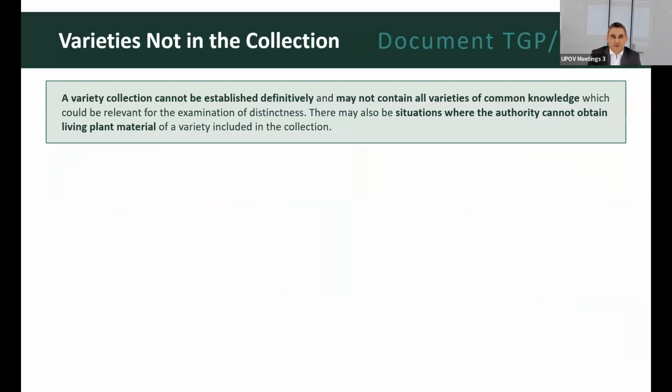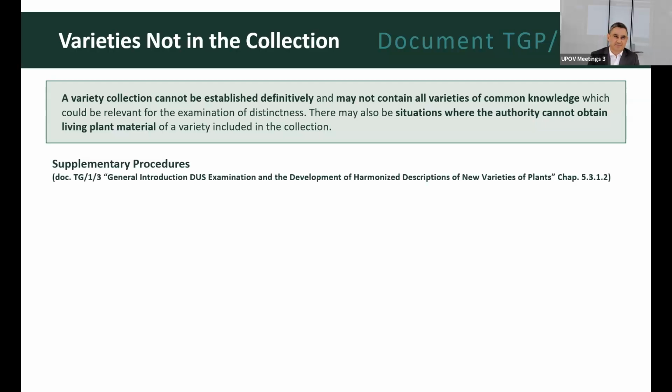Document TGP4 on the constitutional maintenance of variety collections also anticipates the situation where a variety collection cannot be established definitively, and therefore there may be varieties of common knowledge which could not be entered into the collection. These situations could also relate to plant material that the authority cannot import or cannot introduce into their collections. So how to proceed in these cases?